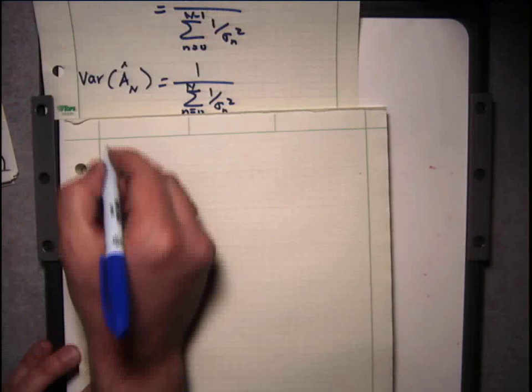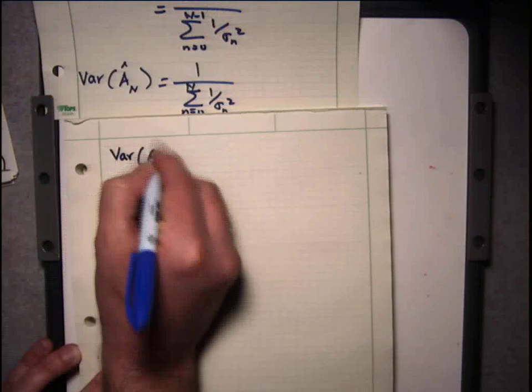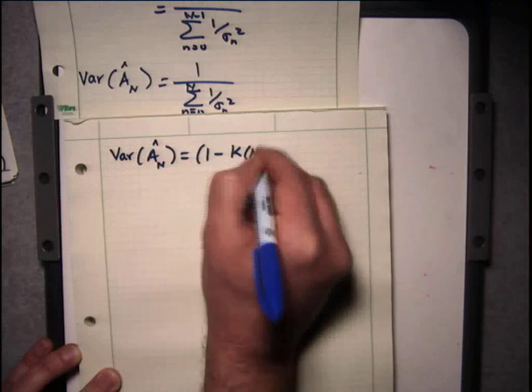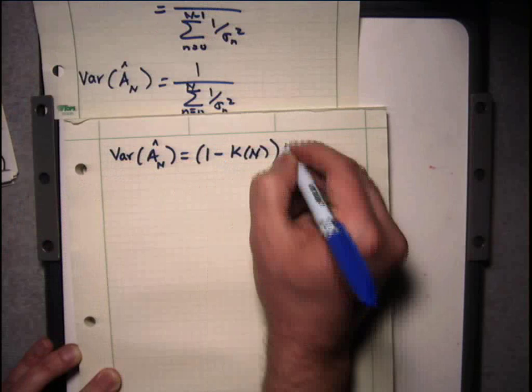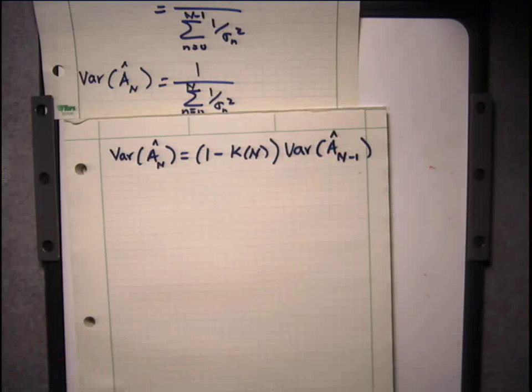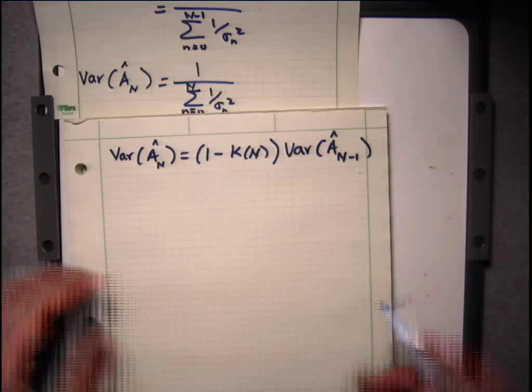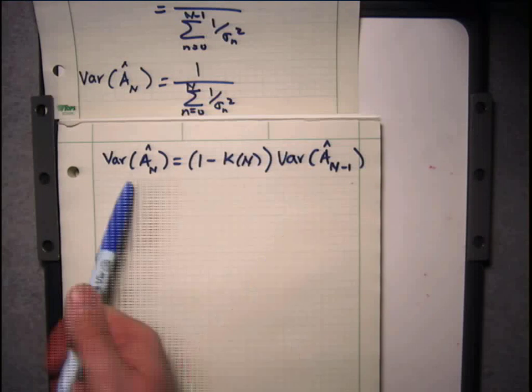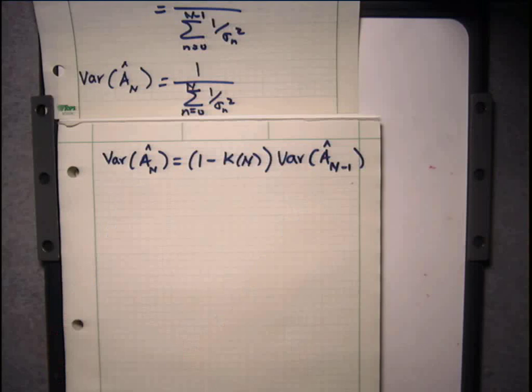It turns out what we get is the variance of a hat n is 1 minus kn times the variance of a hat n minus 1. Now a couple of interesting things happen here. Despite the fact that when we computed that function j we observed this weird behavior, what this tells you is what happens to the uncertainty in the estimate of A as you get more and more data samples.